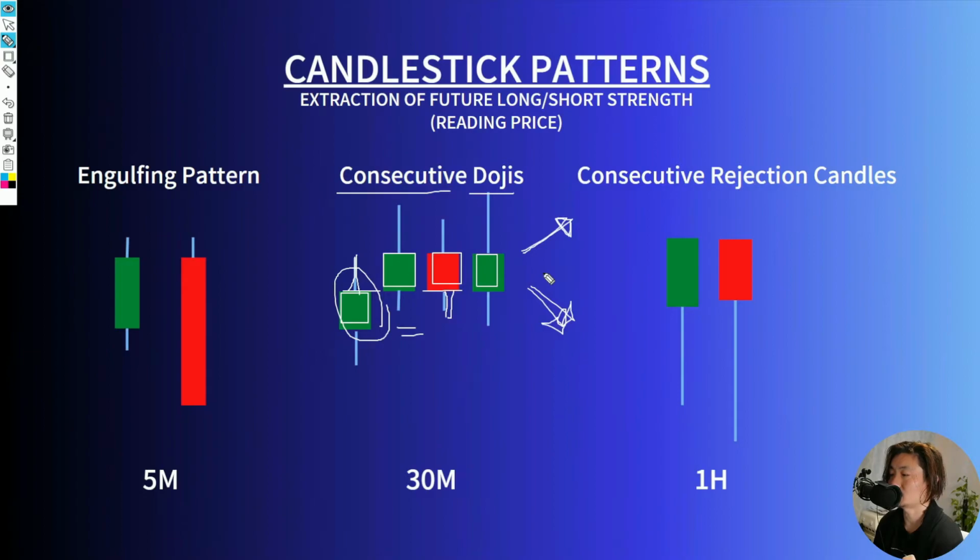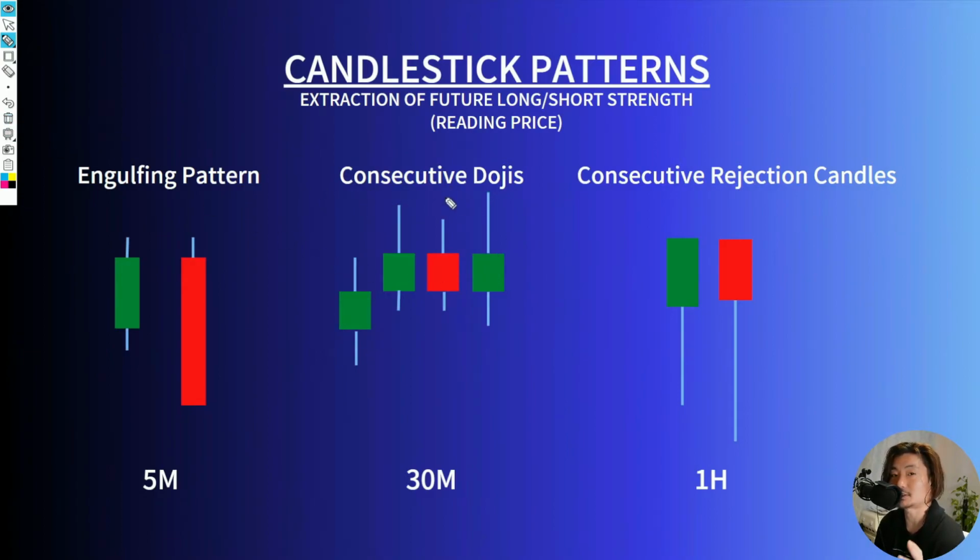Okay, so here's what you want to be looking for in terms of consecutive dojis. If you want to spot these consecutive dojis that create extreme strength in either direction, it's all about how many there are. So think about it this way. The more dojis there are consecutively, the more pressure it creates. That becomes the power that drives that extreme move, whether long or short.